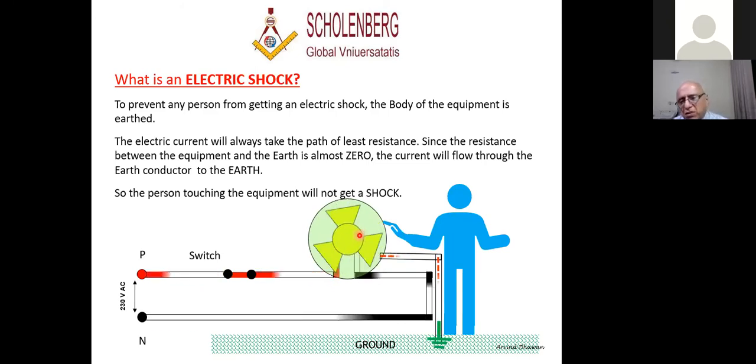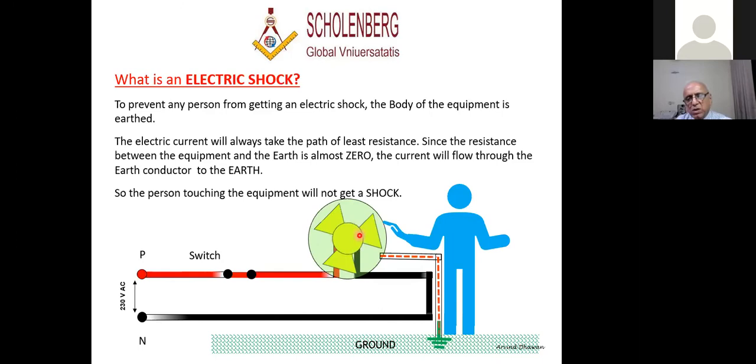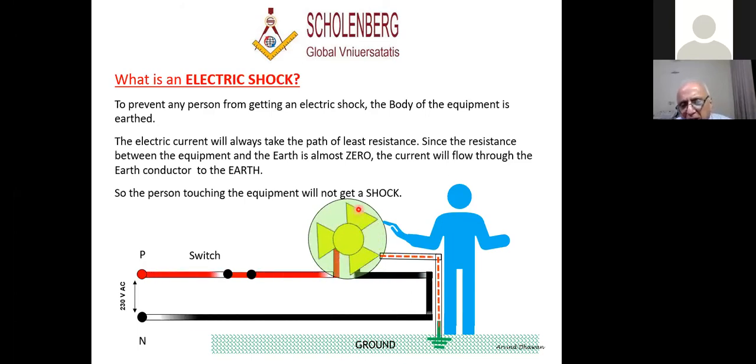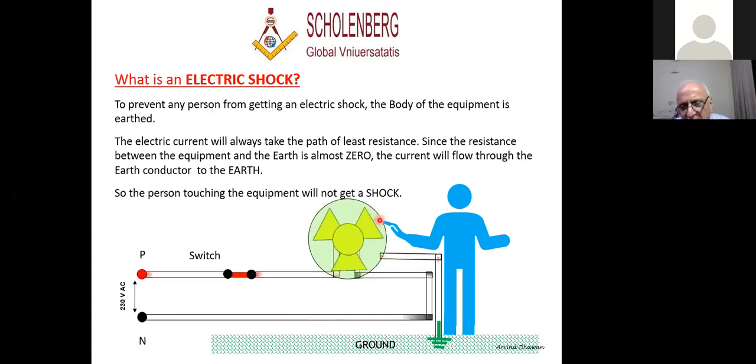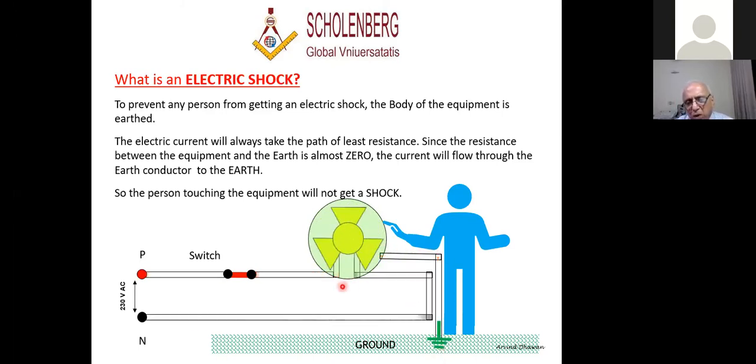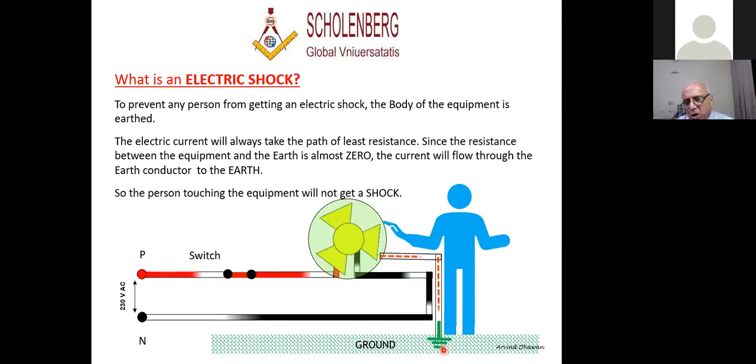So what is phase, what is neutral, what is earth, what is electric shock? We have tried to cover it because this is absolutely important for every HVAC person to know. Now, if some current leaks onto the body, the body is grounded so that whatever leakage takes place in the equipment goes to the ground and does not go through the human body that is touching the equipment.